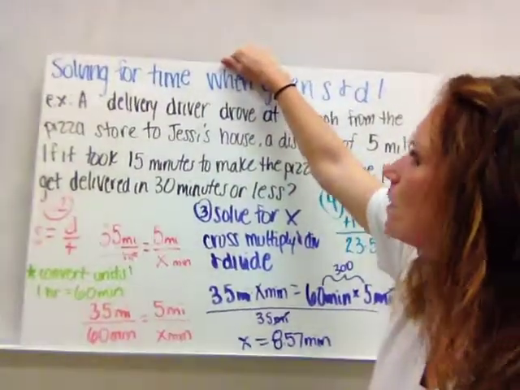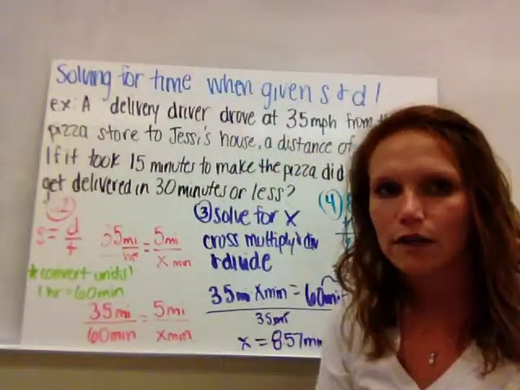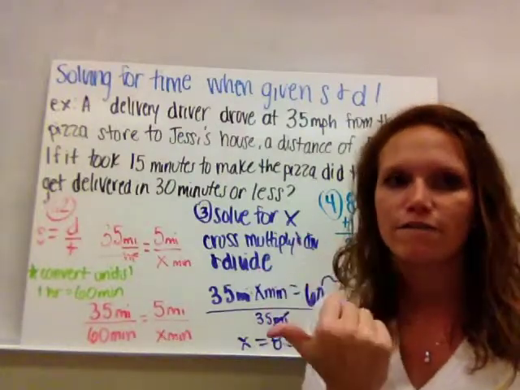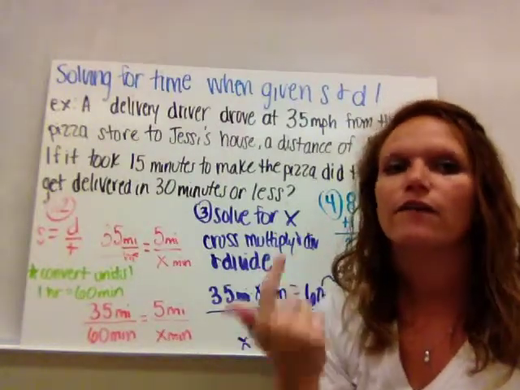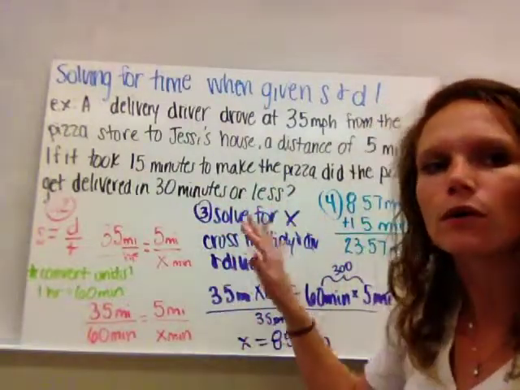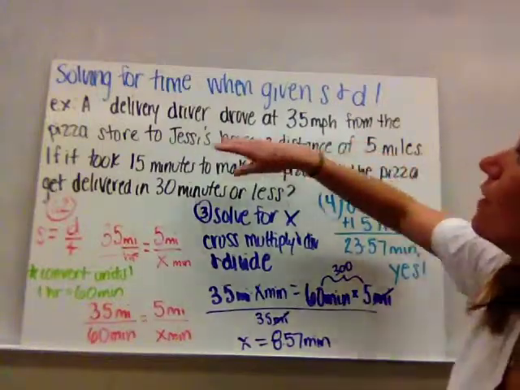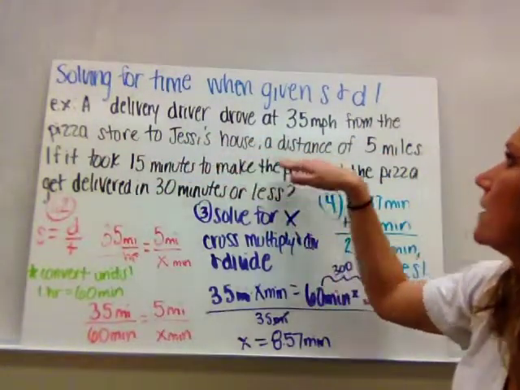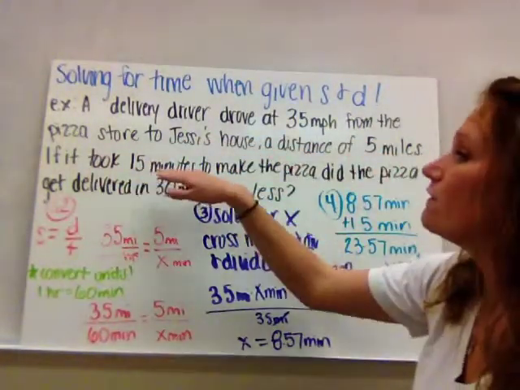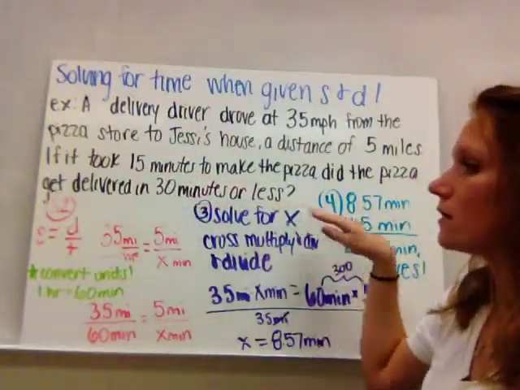Our last example is solving for time when given speed and distance. Again, steps 1 and 2. Read through the problem, find your formula, find what they give you, figure out what they want from you. This problem is pretty complex, so we'll go through it slower. A delivery driver drove at 35 miles per hour from the pizza store to Jesse's house, a distance of 5 miles. If it took 15 minutes to make the pizza, did the pizza get delivered in 30 minutes or less?